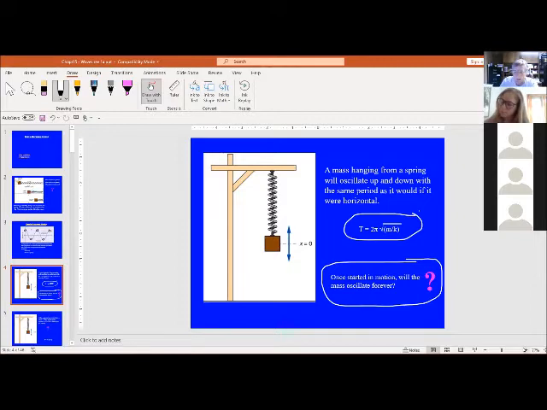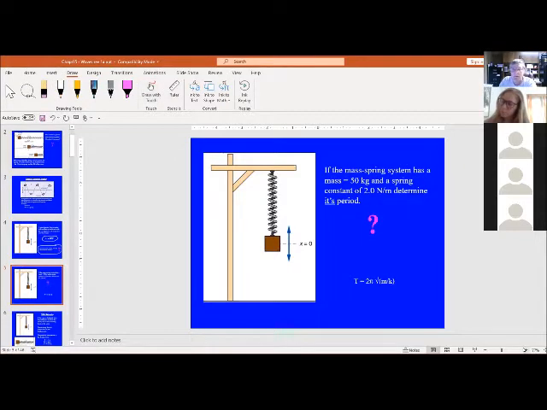So let's see how you can do. If the mass spring system has a mass of 50 kilograms, which is really, really heavy, and a spring constant of 2 newtons per meter, determine its period.